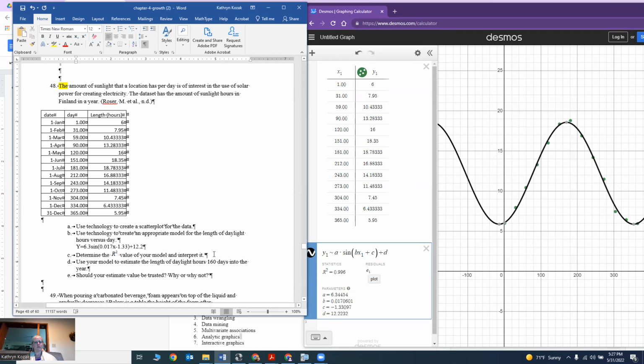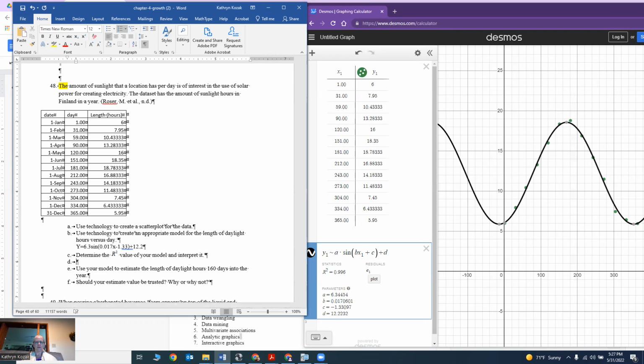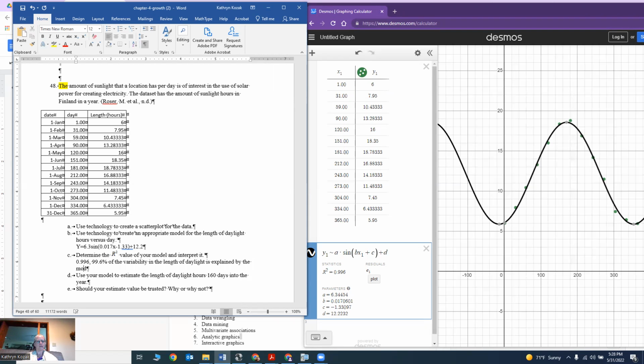It then asks me to determine the R-squared value. As opposed to calculators, Desmos will always calculate the R-squared value. The R-squared value is right here. It happens to be 0.996. That means 99.6% of the variability in the length of daylight hours is explained by the model that we just came up with.